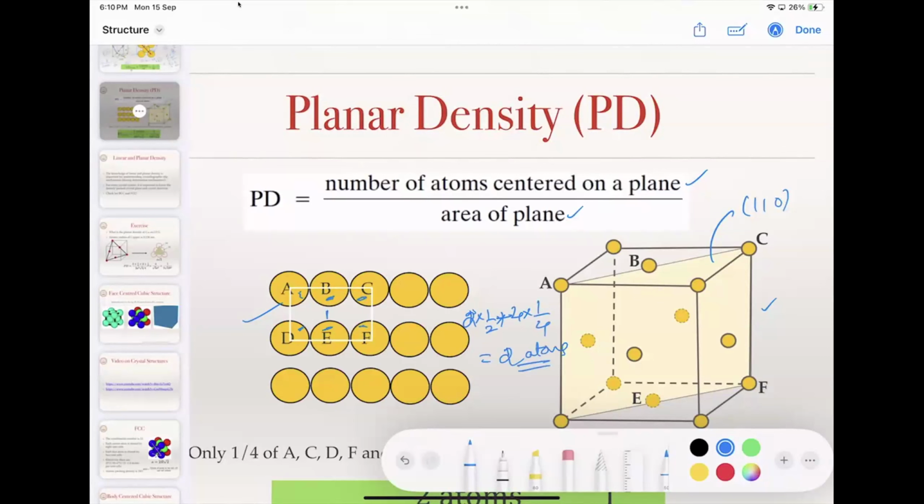What is the area? If the edge is a, this side is root 2 a and this length is a. So the area is root 2 a square, and the planar density is 2 by root 2 a square, which is root 2 by a square. That is the planar density.